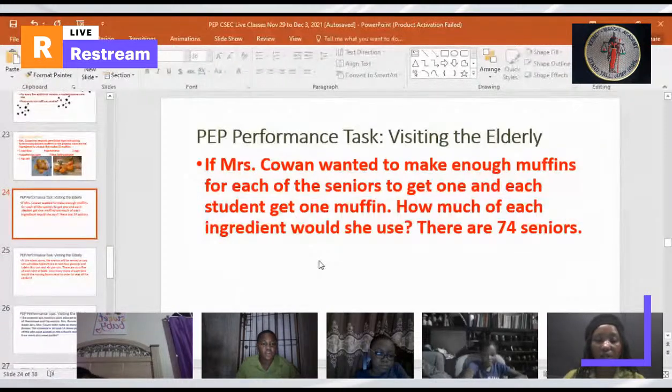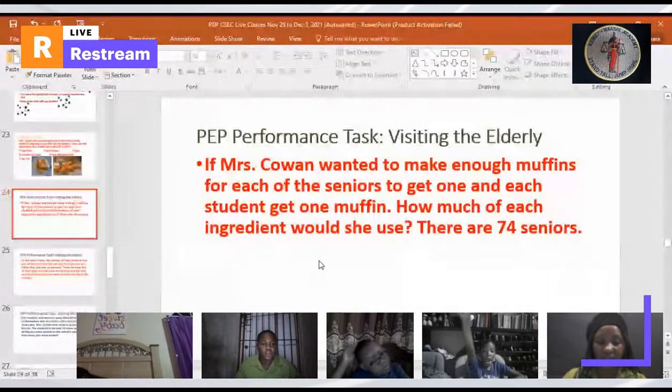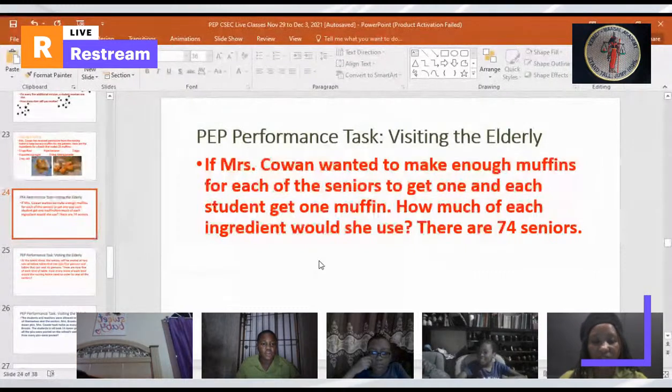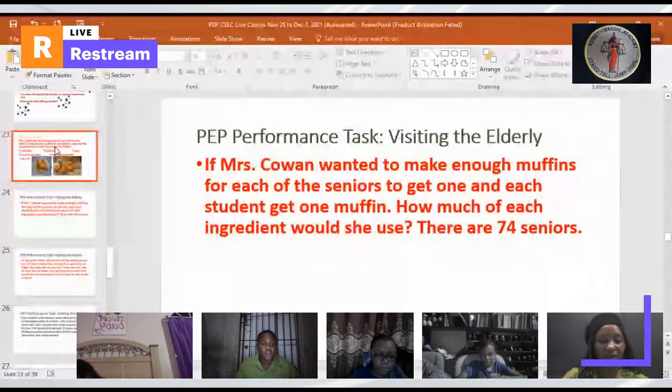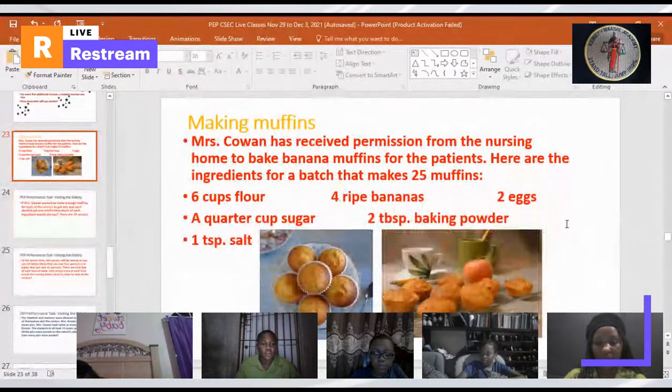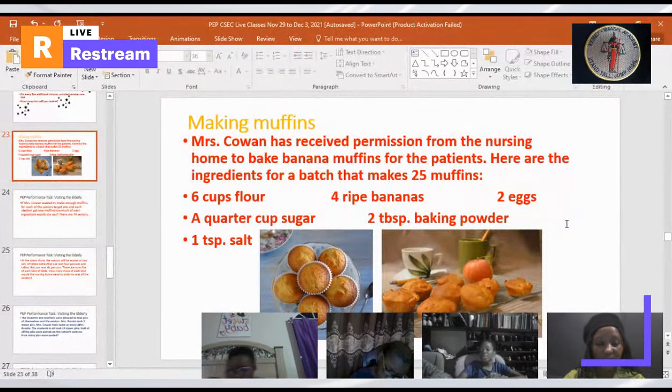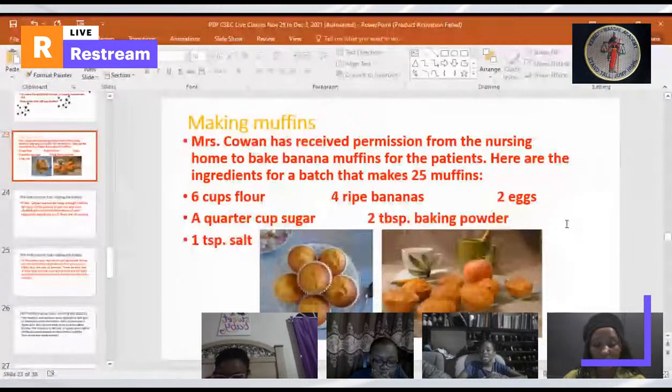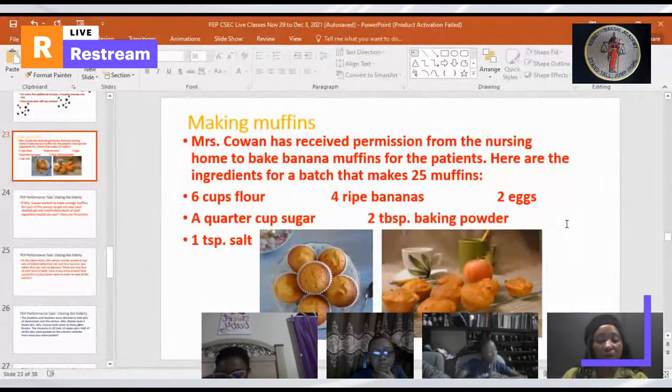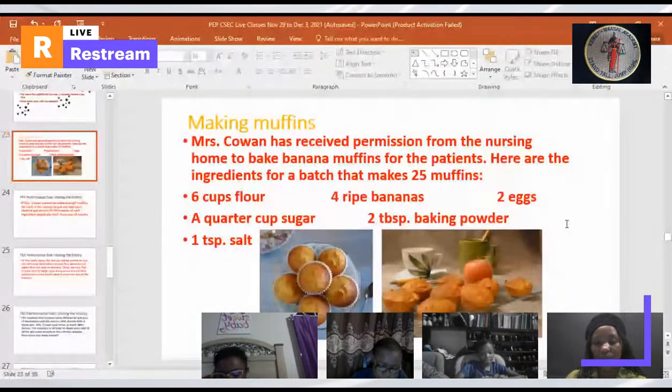Mrs. Cowan loves to bake and she asks permission from the matron in charge of the nursing home. Can I please make some muffins for the seniors? She got permission. So she has her family recipe, her special recipe. Of course, we know she's going to be throwing in some secret ingredients other than these basic ones. So this amount of each ingredient, when combined, makes 25 muffins.